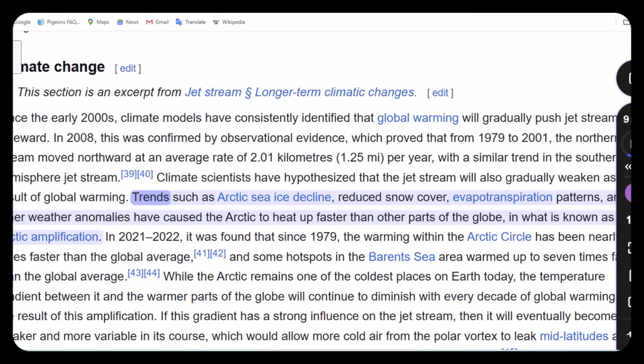Climate scientists have hypothesized that the jet stream will also gradually weaken as a result of global warming. Trends such as Arctic sea ice decline, reduced snow cover, evapotranspiration patterns, and other weather anomalies have caused the Arctic to heat up faster than other parts of the globe in what is known as the Arctic amplification.